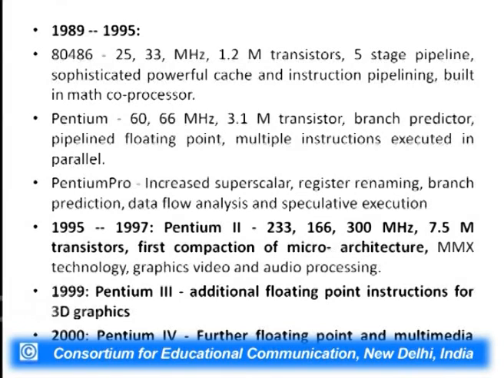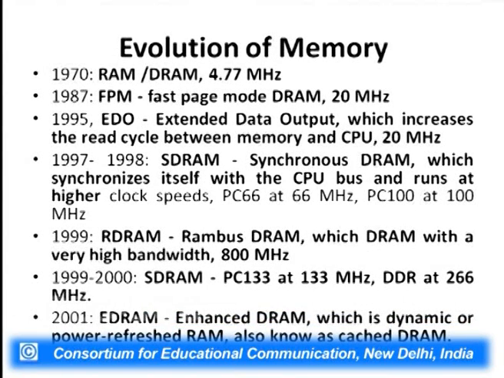Now, from 1989 to 1995, a lot of microprocessor chips came into existence, which modified the organization. The 80486 had an inbuilt math coprocessor. Pentiums came into the picture, the Pentium Pro, and from 1995 to 1997, the Pentium 2 was introduced. In 1999, the Pentium 3, and in 2000, the highly acclaimed Pentium 4, the P4, was introduced. In between, systems like the Celeron were also introduced.